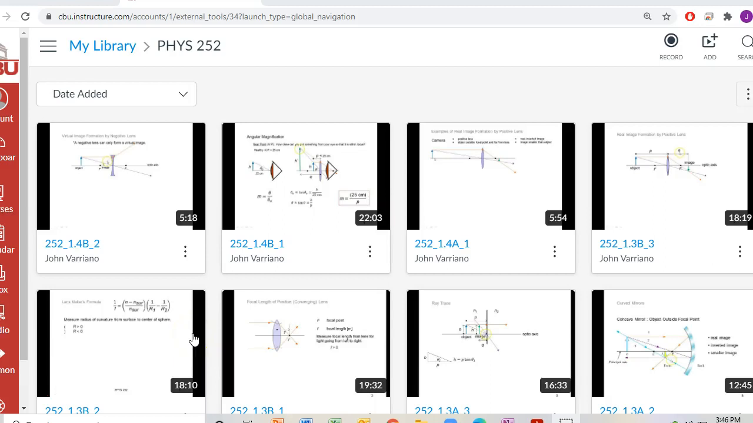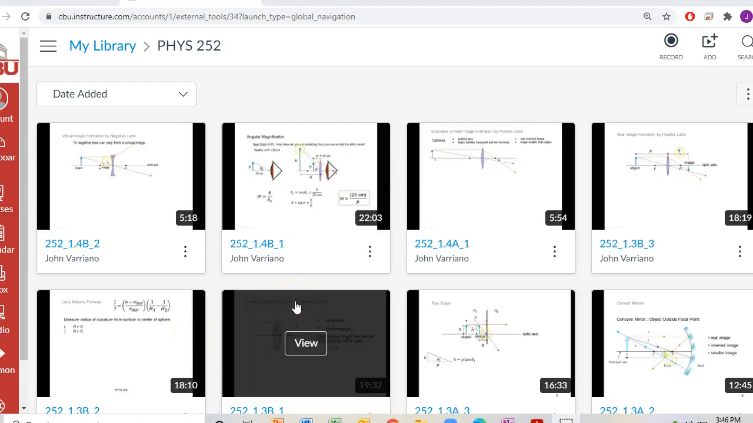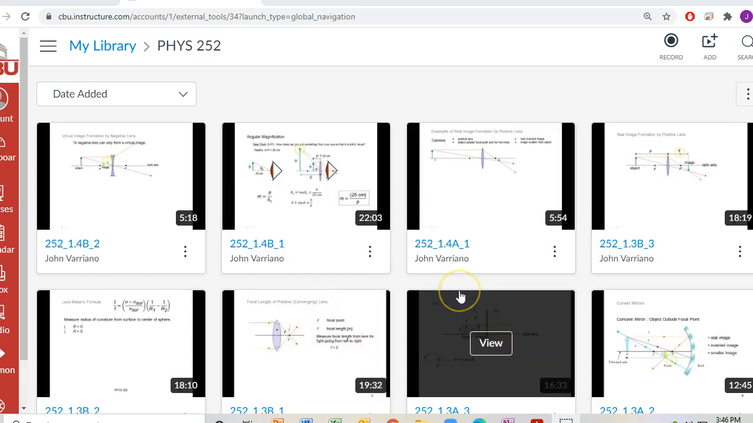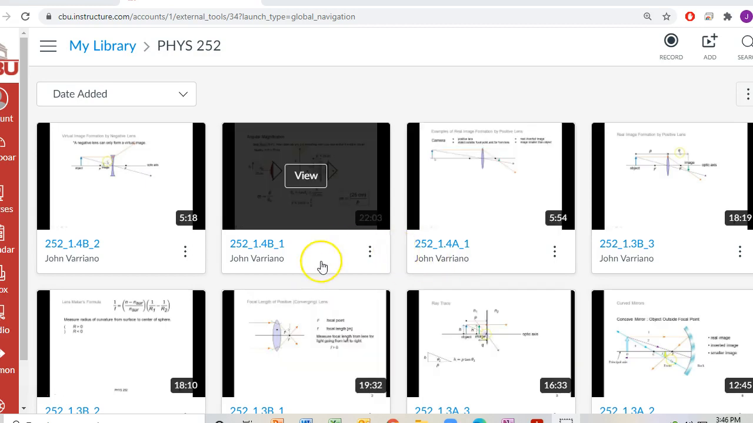Hey everybody, in this video we are going to look at how the eye works and how we can model it as a single positive lens, and then talk about some common vision problems and how we might be able to correct those with prescriptive lenses, or prescription lenses I should say.